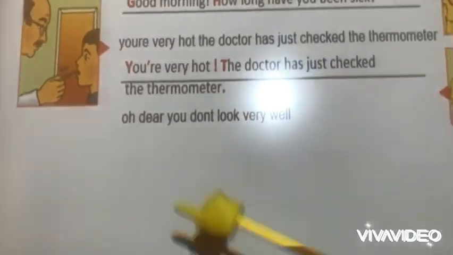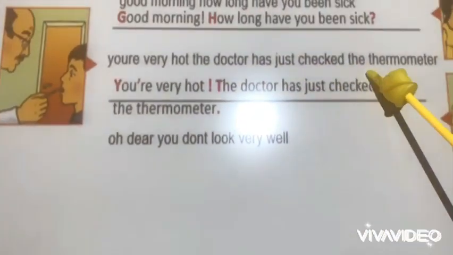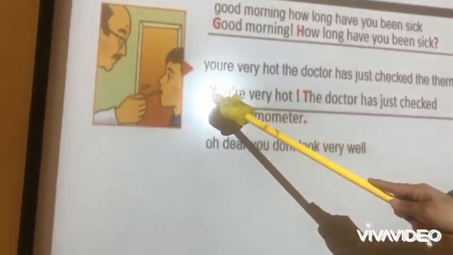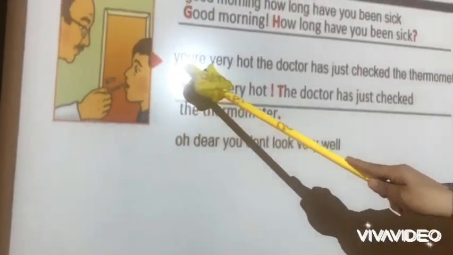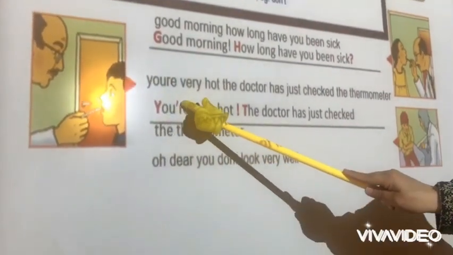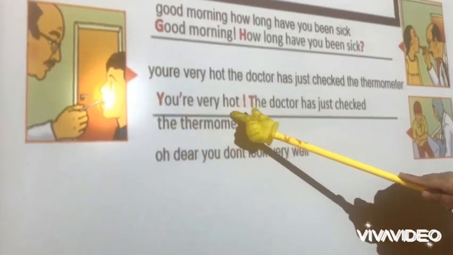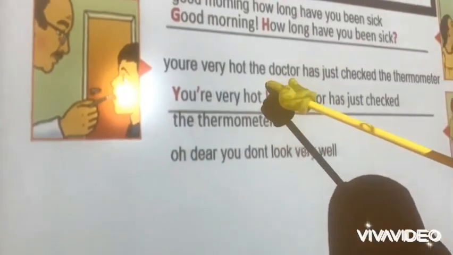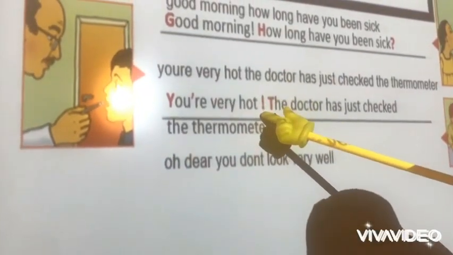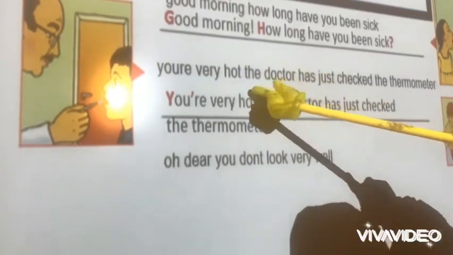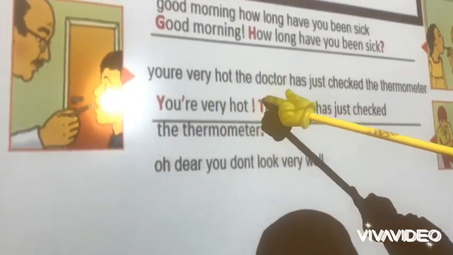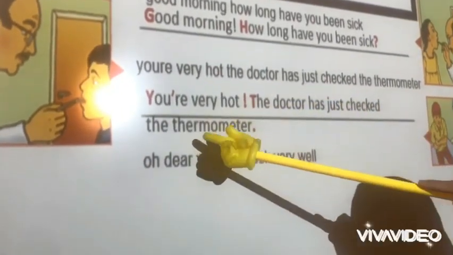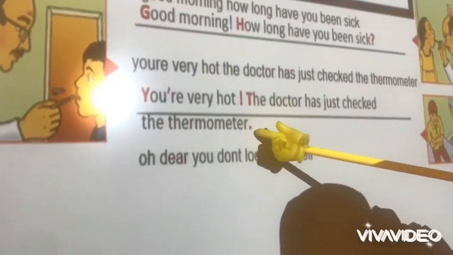Please check your mistakes. You're very hot. The doctor has just checked the thermometer. Now again, it's a sentence. We start with a capital. Here you're means you are, so we have to put an apostrophe. You're very hot. So this is a feeling, a strong feeling. You have to use what? Exclamation mark. The doctor. Now we start. After the exclamation mark, we start with a capital. The doctor has just checked the thermometer, and at the end, full stop.